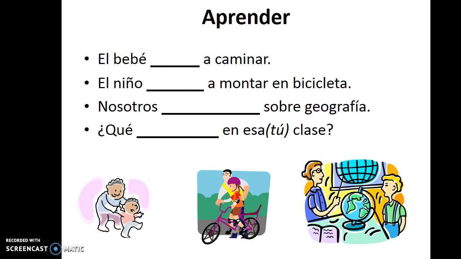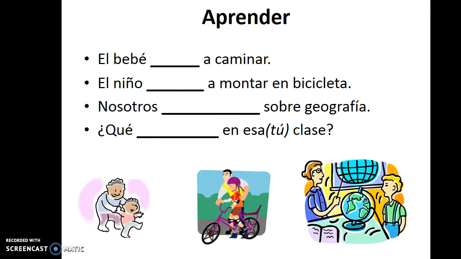Alright, el bebé aprende a caminar. So the idea here is the baby learns to walk. El bebé is singular. Alright, so we're going to have aprende. See, el bebé aprende a caminar.